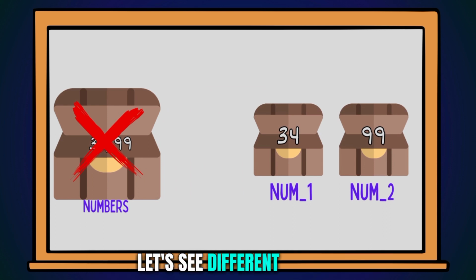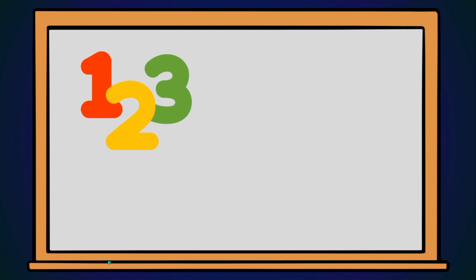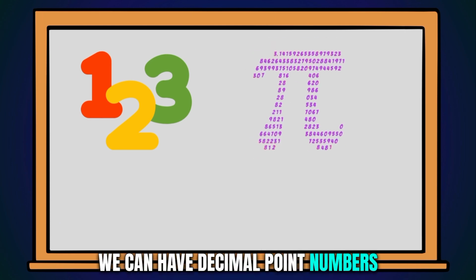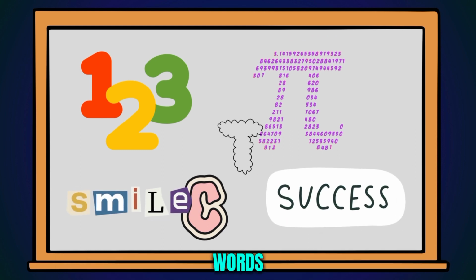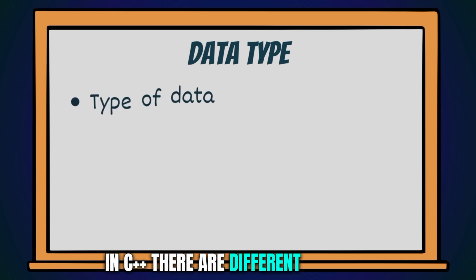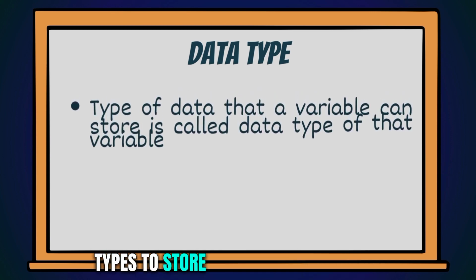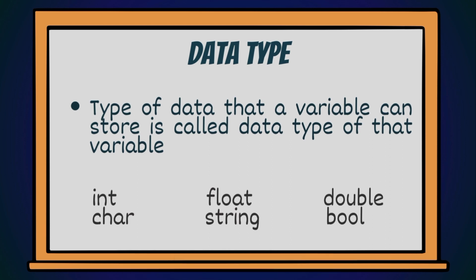Let's see the different types of data that exist. We can have integers, we can have decimal point numbers, we can have characters, and also we can have words. In C++, there are different variable types to store different types of data. These are called data types. Following are some commonly used data types.